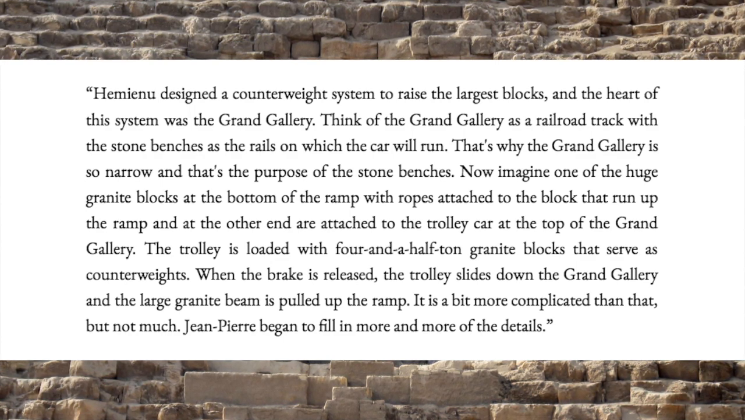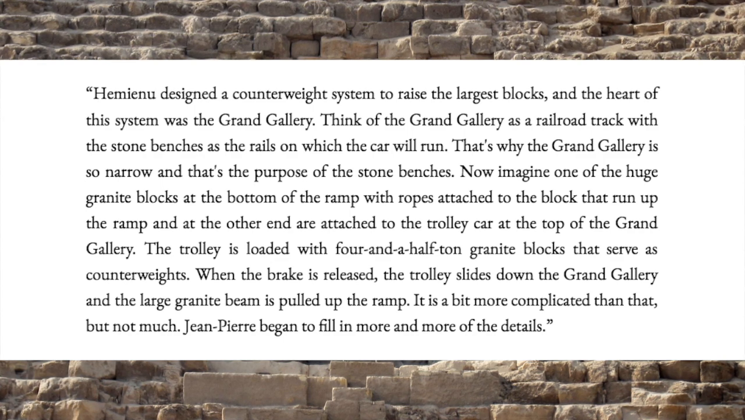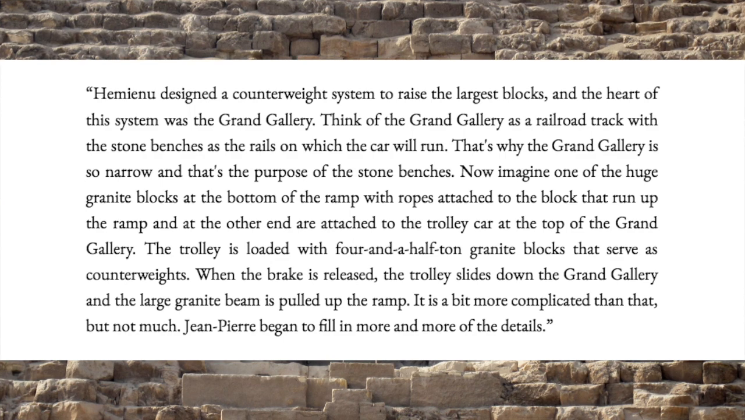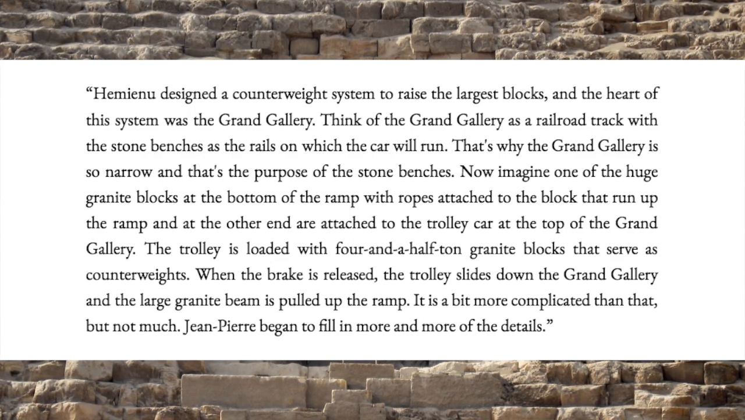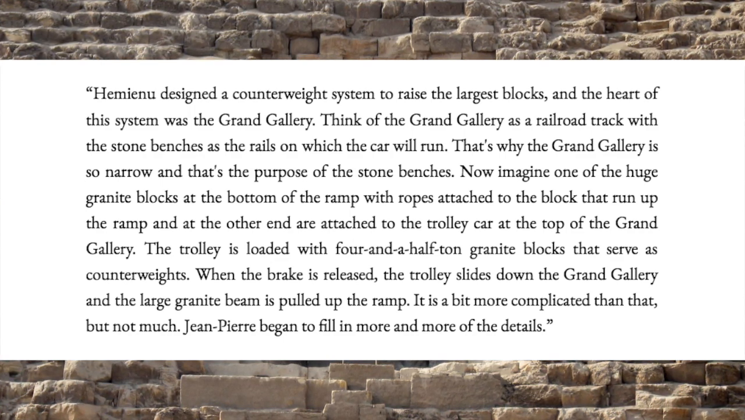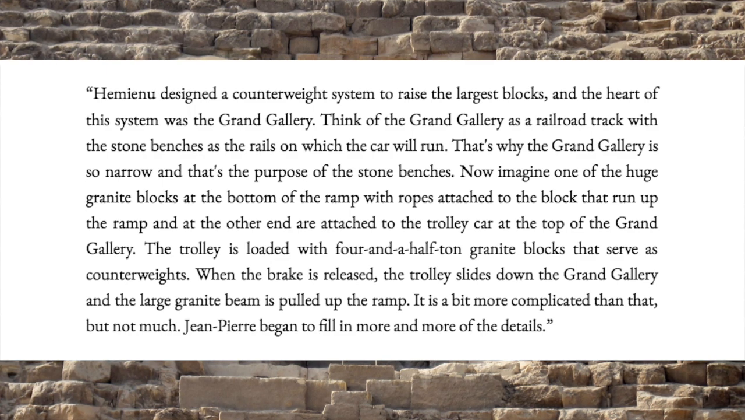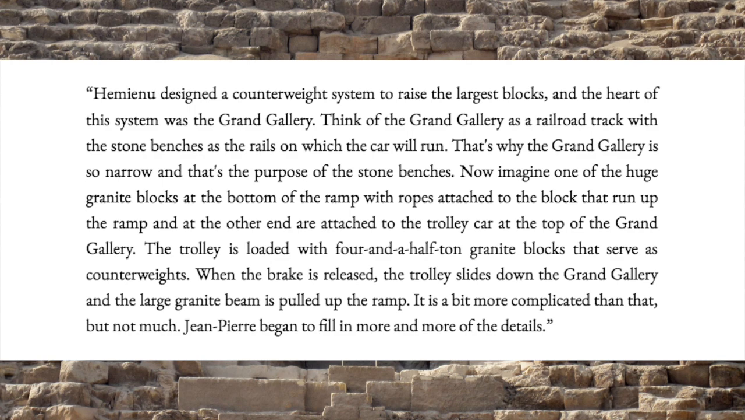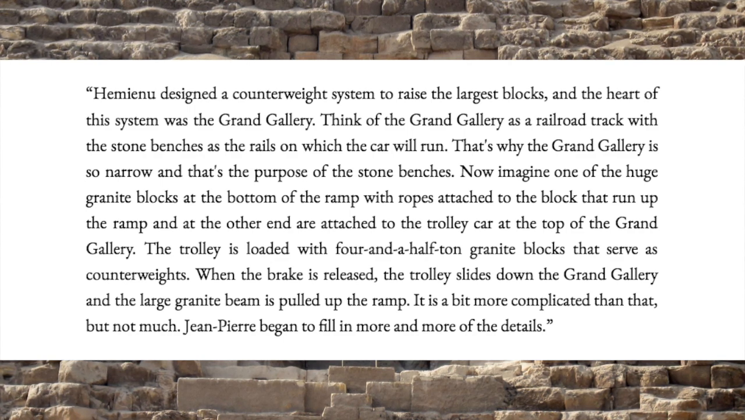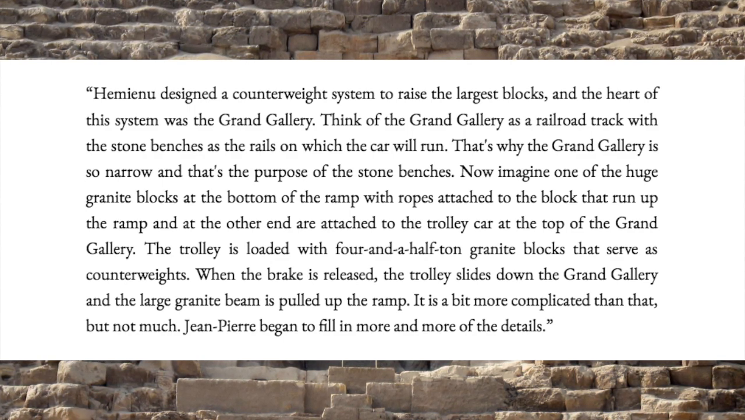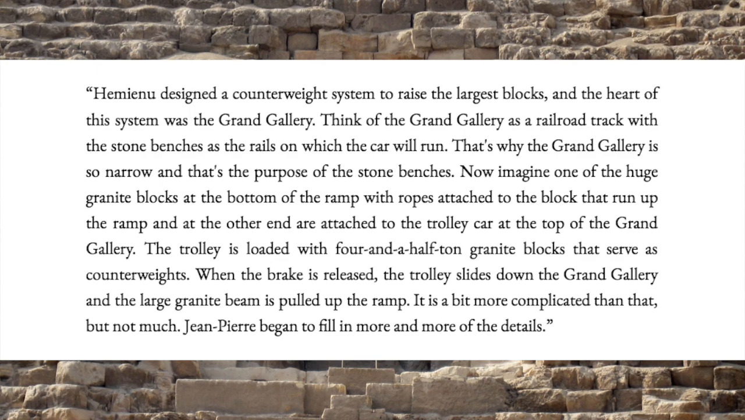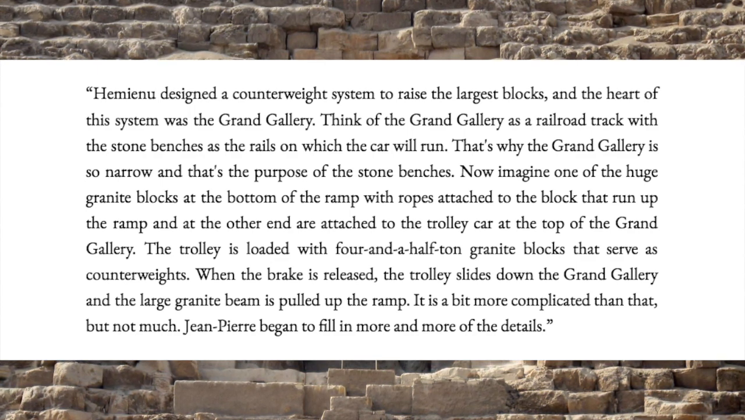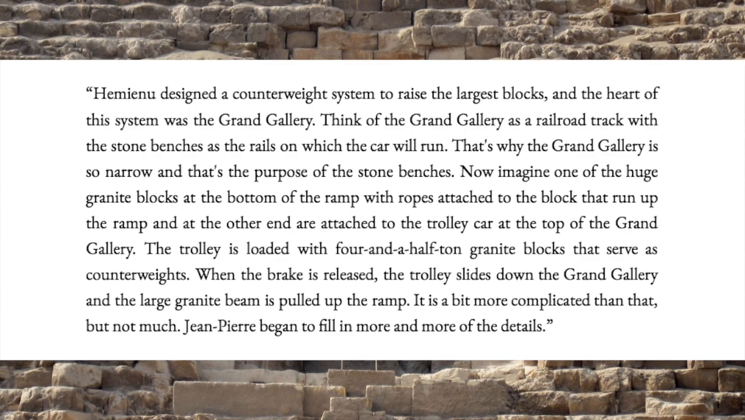Now imagine one of the huge granite blocks at the bottom of the ramp, with ropes attached to the block that run up the ramp. At the other end they are attached to a trolley car at the top of the Grand Gallery. The trolley is loaded with 4.5-ton granite blocks that serve as counterweights. When the brake is released, the trolley slides down the Grand Gallery and the large granite beam is pulled up the ramp. It's a bit more complicated than that, but not much."